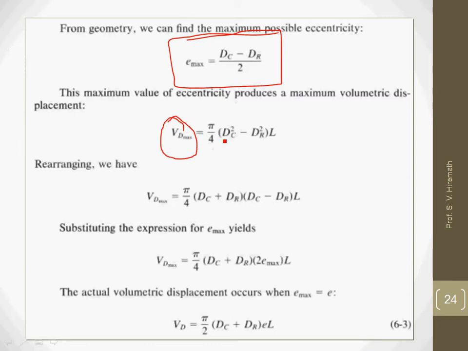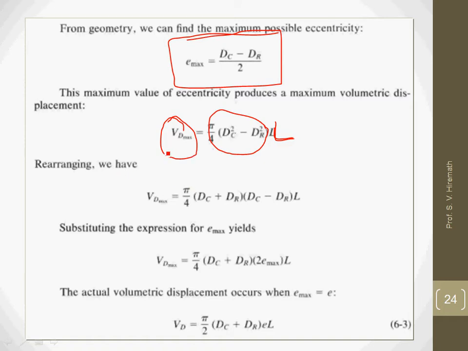and the volumetric displacement, as we have calculated in the case of gear pumps, in the same manner we will be calculating here also: pi by 4 (DC square minus DR square), because whatever gap we have between the cam ring as well as the rotor, that space only is utilized to carry the hydraulic fluid. So this is the area, pi by 4 d square, into the stroke length, which will give the volume, that is, the amount of volume displaced per revolution.